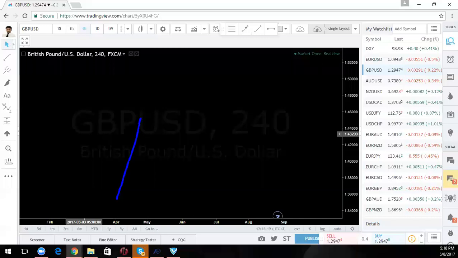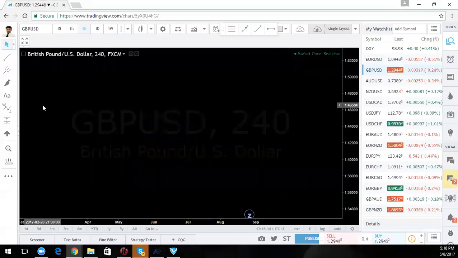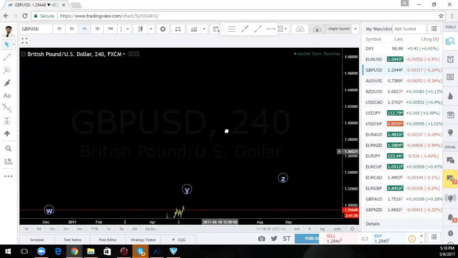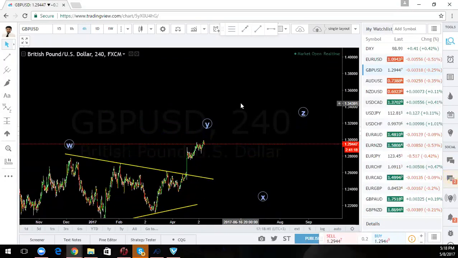It gets a sharp impulse, very sharp impulse for an A wave. You get a B wave, and then you start a channel. This has a 99% chance of breaking down. It's a corrective structure. I think that's the farthest I can go to show you that. I can't go further than that.